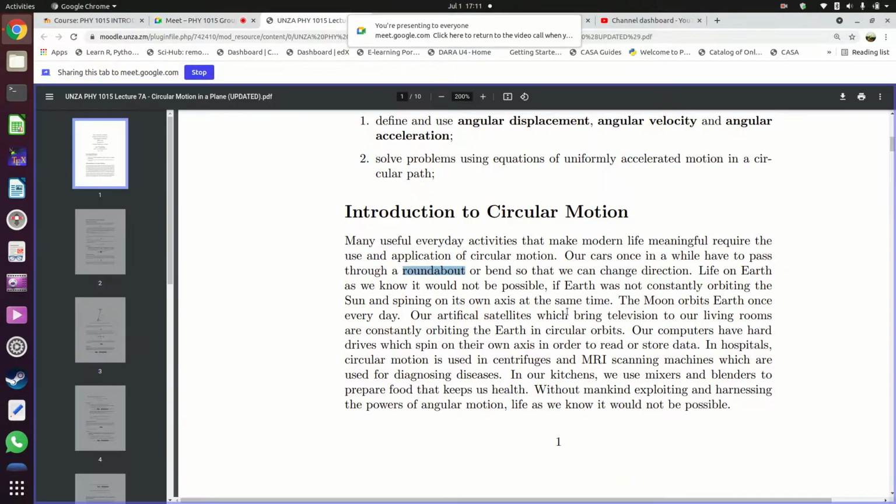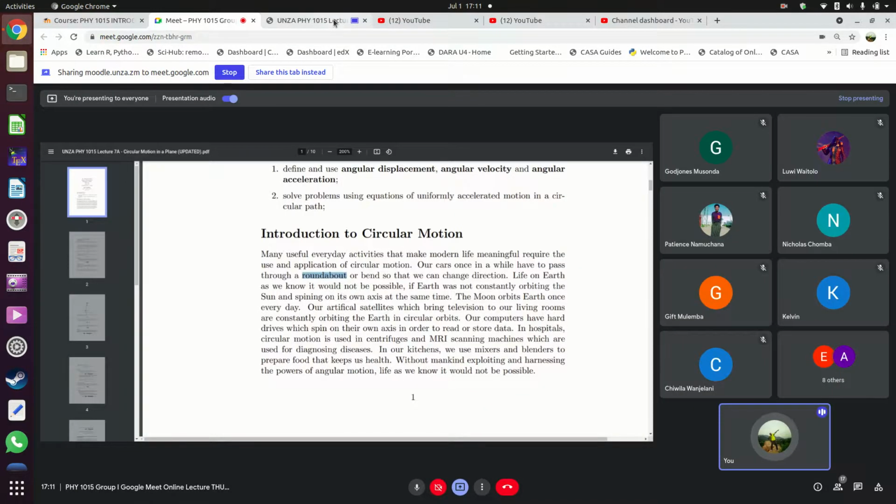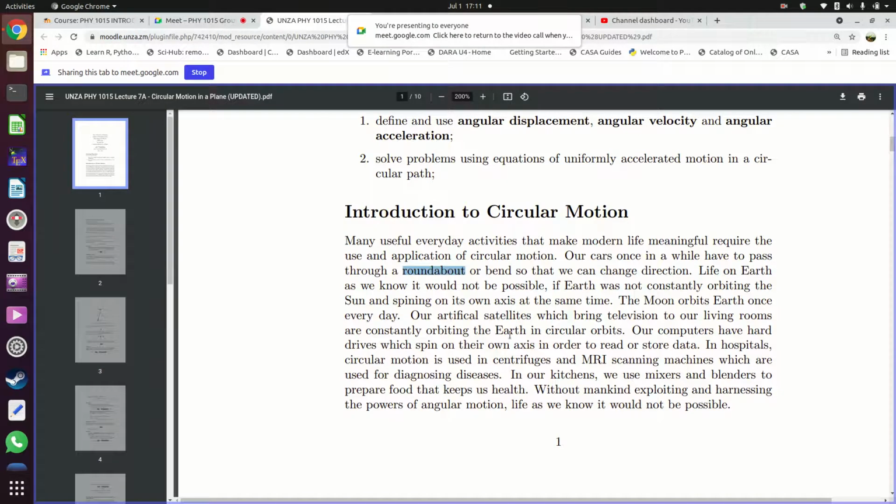Other things apart from the moon, which is the natural satellite, we also have got artificial satellites. For example, DSTV satellites. And that's what makes it possible for you to watch television in your living room. You can watch all your movies or your TV shows, whether it's football or all these other kinds of sports. You can watch them because of satellite TV. And those satellites are continuously moving around the Earth.